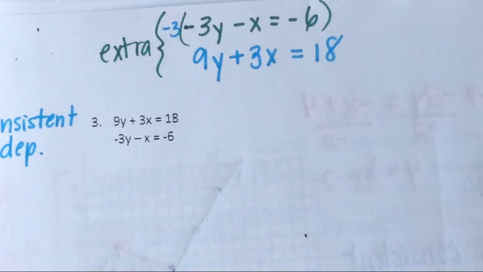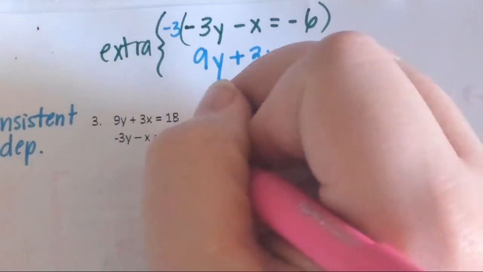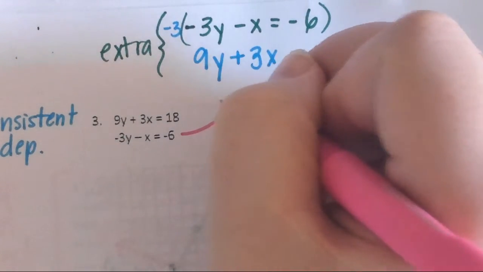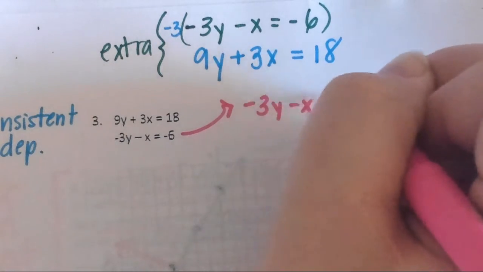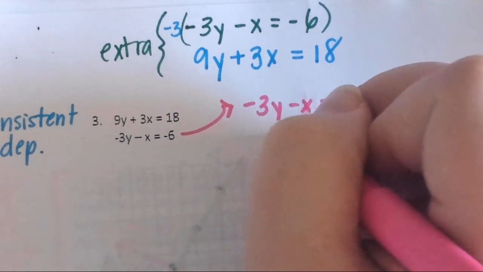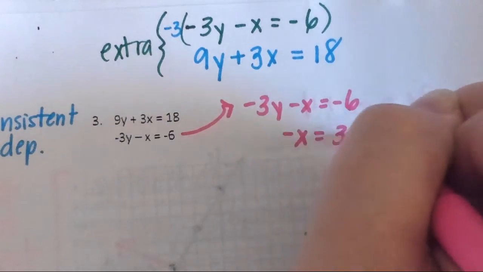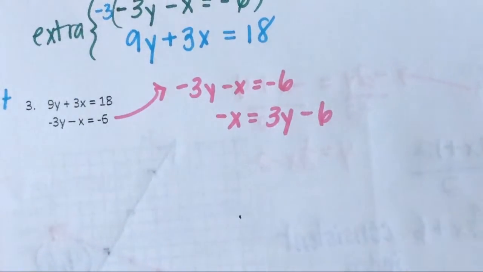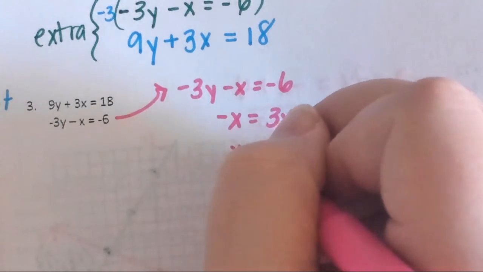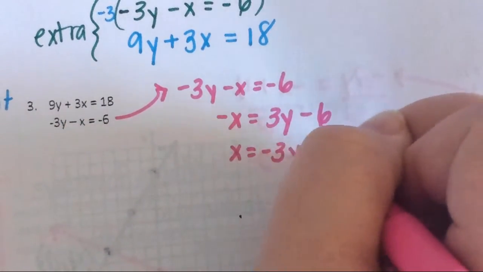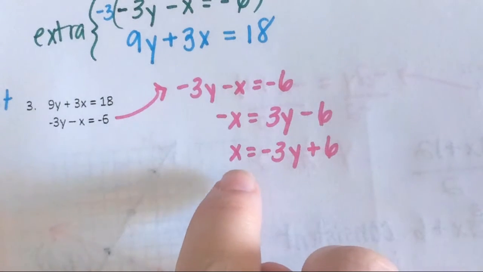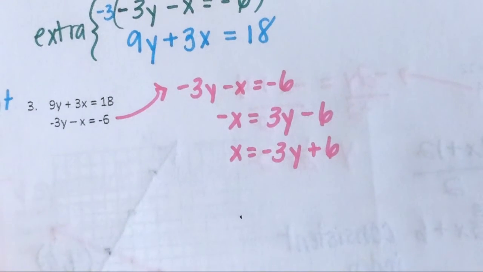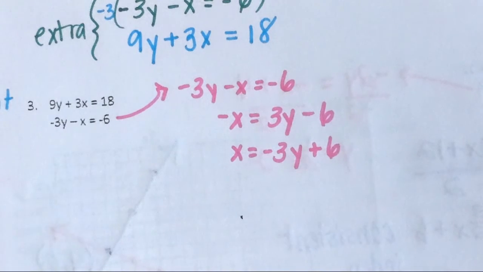Okay, which line would be easier for substitution in this problem? The bottom one. In fact, there's a specific variable that would be easiest to solve for. What variable? X. So if it was negative 3y minus x equal to negative 6, if we add 3y to both sides, we'll have negative x equals 3y minus 6. If we divide by negative 1, we'll have x equals negative 3y plus 6. Now I'm ready to substitute because I have x all by himself. Are there any questions about that?